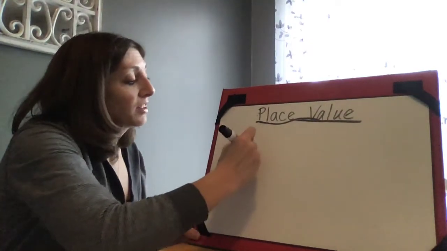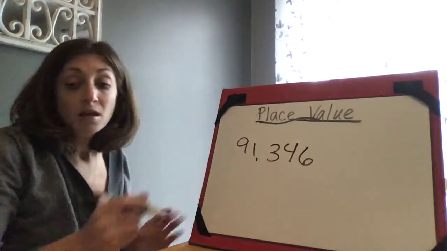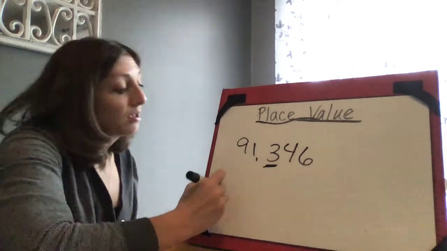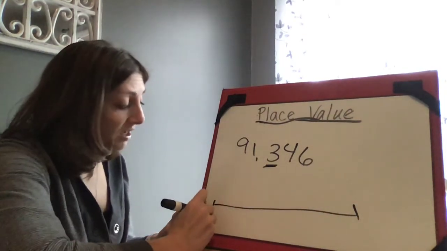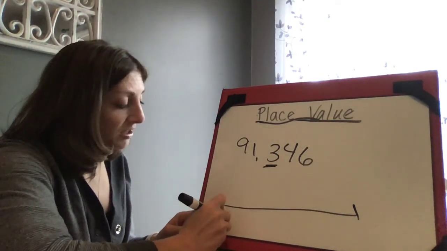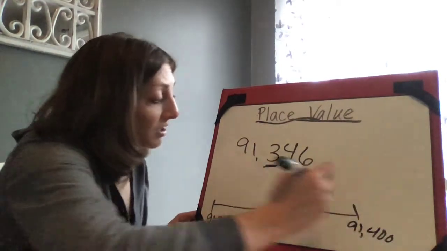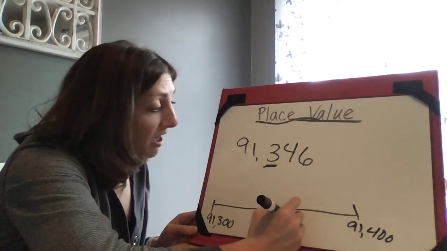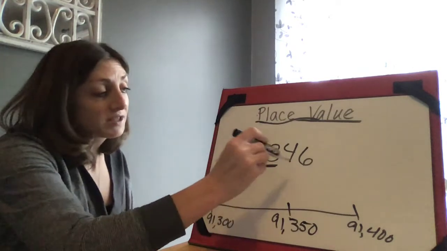So 91,346. And we're going to round to the nearest 100. Okay? So I'm going to go ahead and make my number line here to help us too. So this time, if it's the 100, I'm going to do 91,300 and 91,400. So what do you think is going to go right here? Good. 91,350. Okay. Now let's look at where this fits in.